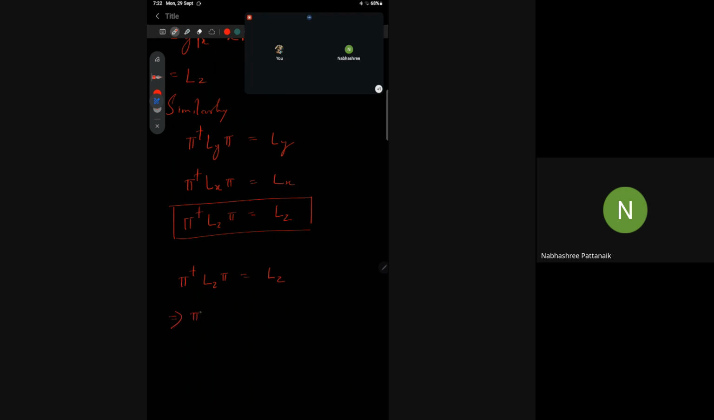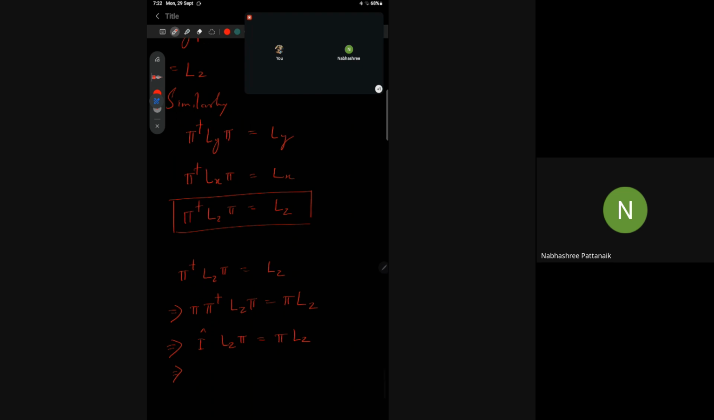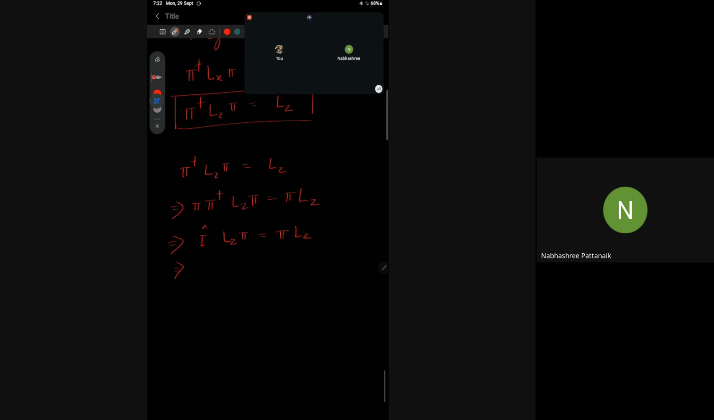So pi dagger Lz pi is equal to Lz. This implies Lz pi is equal to pi Lz, since I multiply pi on the left. Then pi on the right gives identity Lz pi equal to pi Lz, or pi Lz minus Lz pi is equal to 0. This implies the commutator of Lz and pi is equal to 0, isn't it?